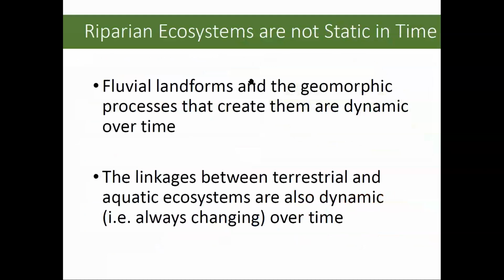The last thing I wanted to point out here, and I talked about it in that first introduction, was that it's important to recognize that riparian ecosystems are not static in time. They're very, very dynamic, and fluvial processes and geomorphic processes are going to create that dynamic. And because there's such a strong link between the terrestrial environment and the aquatic ecosystem, that link in itself is always changing over time as well.